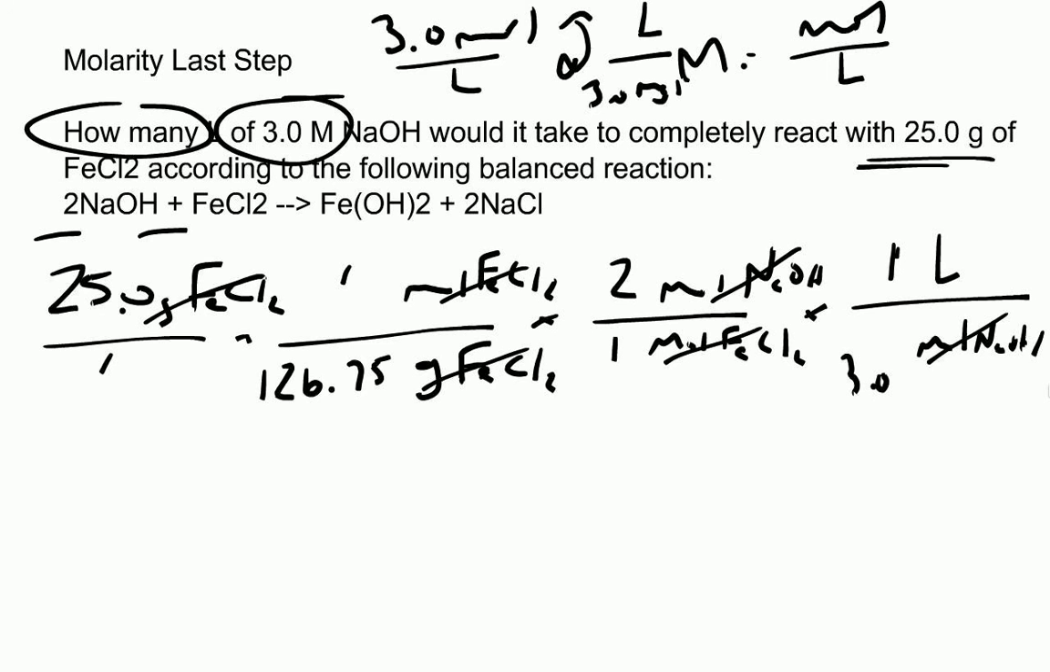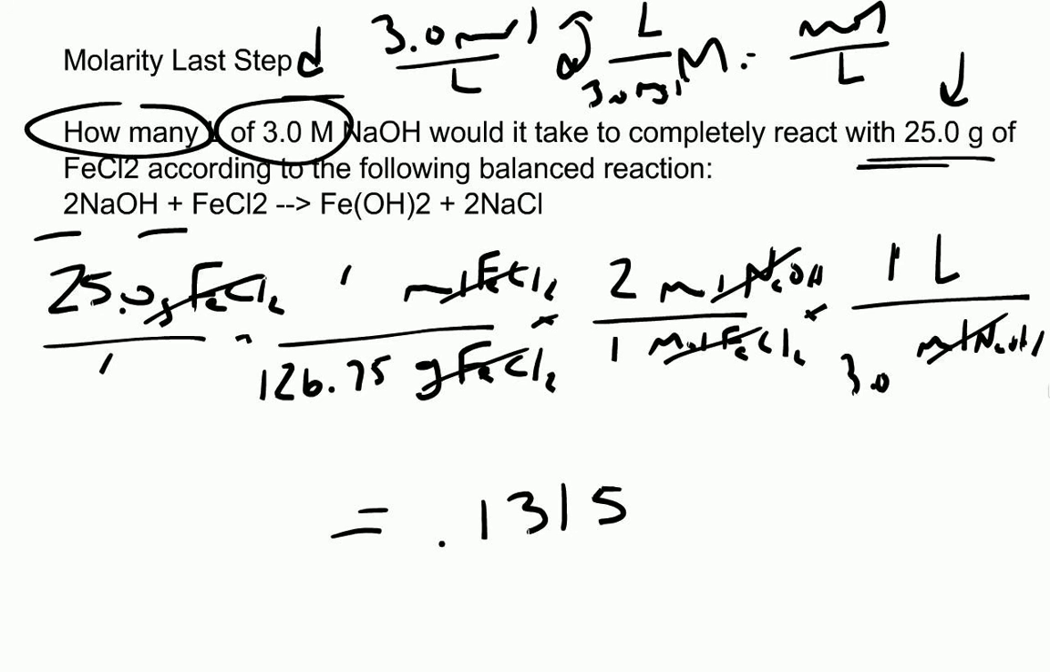So that's what I'm going to do, 1 liter over 3.0 moles. And now I push this in my calculator and see what I get. If I take 25 divided by 126.75, multiply by 2, and then divide by 3, I will get a final answer of 0.1315, or 0.13149. But I'm going to round that to 2 significant figures. The reason being is I've got 2 measured values in my starting question, 3.0 molar and 25.0 grams. Normally you round it to the 25.0, or the 3 significant figures.